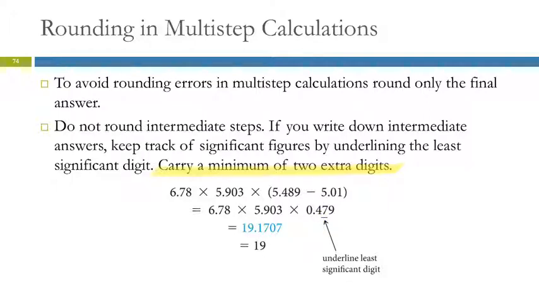So the 7 is underlined to indicate that is the last significant figure. I'm going to keep the 9 there. I'm not going to round it off. But I just need to make myself aware this number has 2 sig figs.